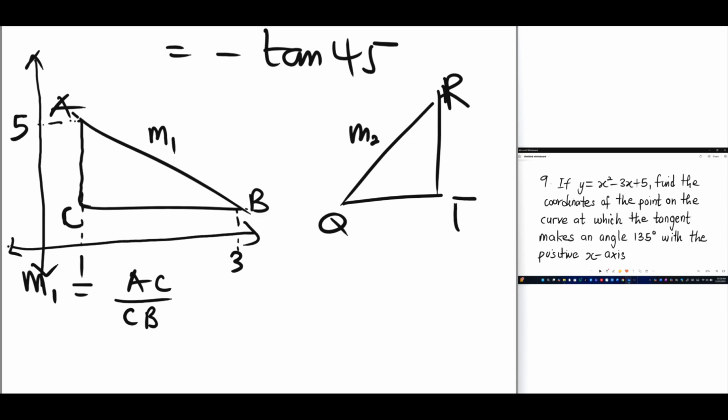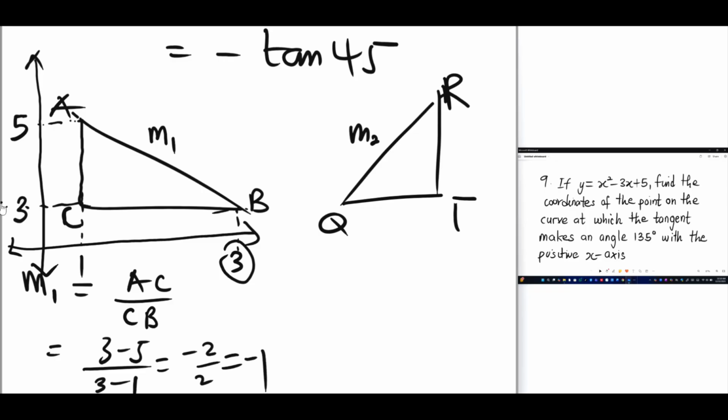Now let's go back to our x2, which is 3. From the x2, we trace it to the line AB, and where it meets the line AB, we trace it to the y-axis. So this is our y2. Let us assume that our y2 is 3. So the change will be 3 minus 5, that is y2 minus y1 divided by x2 minus x1, which is 3 minus 1. This will give us negative 2 over 2, so we get a result of negative 1.